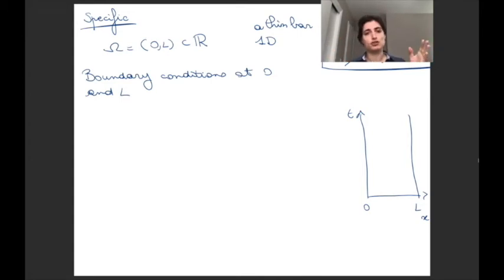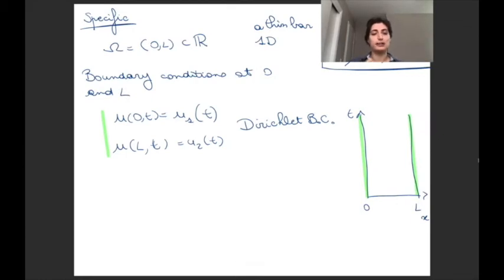Our boundary conditions will be at 0 and at L. Those are the boundary of our interval 0 to L. So we have to impose something. We're going to be imposing Dirichlet boundary conditions. So for every time, we'll impose a value of the temperature at 0 and the value of the temperature at L. We're going to call these u1(t) and u2(t).